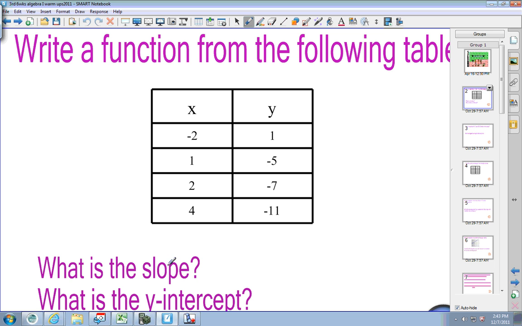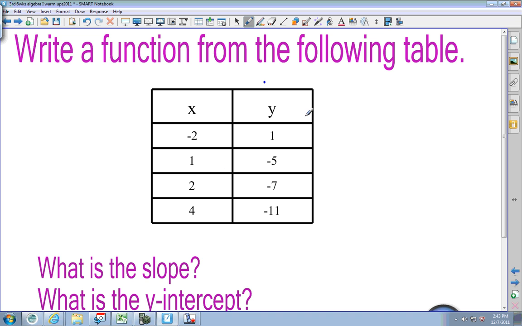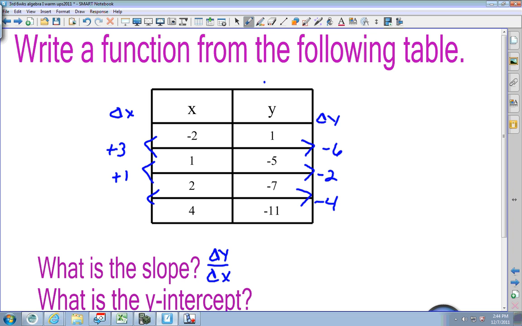First off, it wants to know what is the slope, and it's giving you this table. Well, the slope we know is rise over run, which is the change in y over the change in x. Delta y, the change in y, minus 6, minus 2, and this one says minus 4. Well, these aren't all the same numbers. Well, that's fine. You have to see what the x's are. So this is plus 3, plus 1, plus 2.